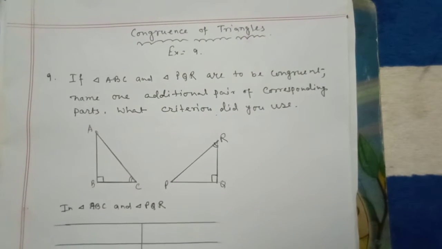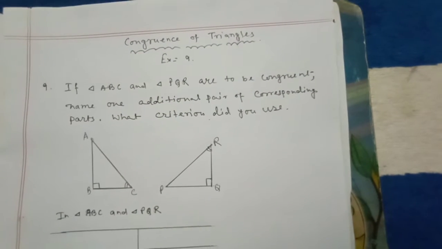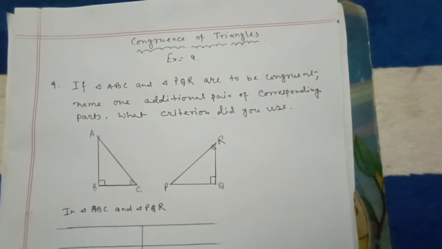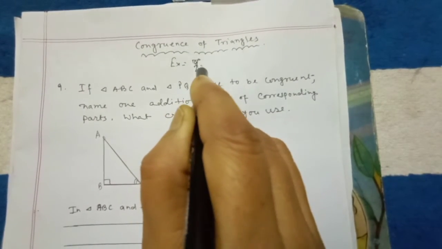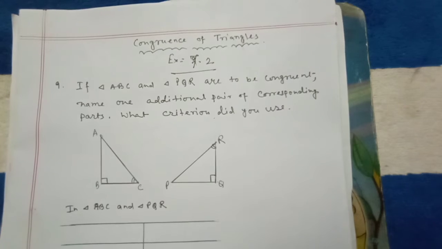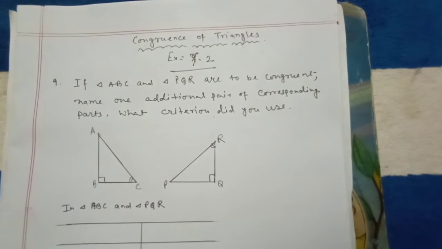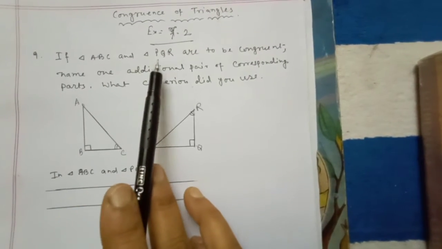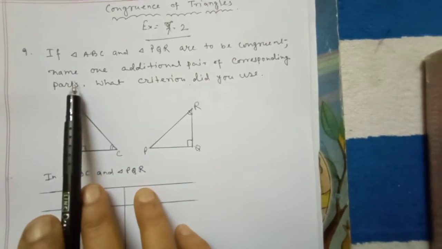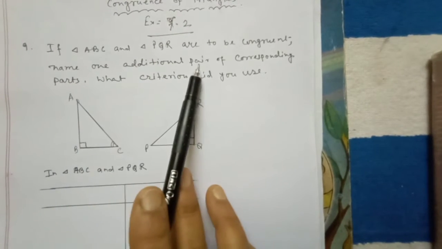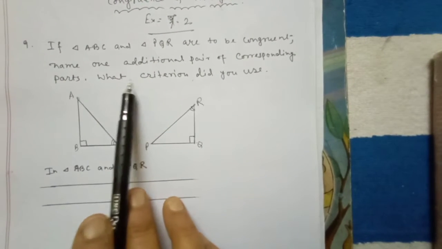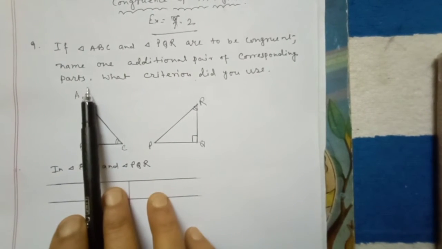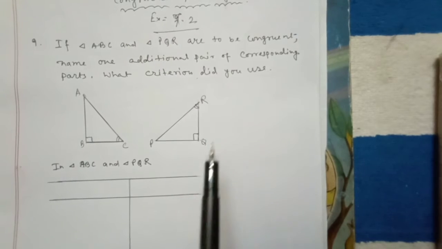Today we'll do the last part of revision from congruence of triangles. Exercise 7.2, Congruence of Triangles. Question number 9 and question number 10 we will do today. If triangle ABC and triangle PQR are to be congruent, name one additional pair of corresponding parts. After that, what criterion did you use?